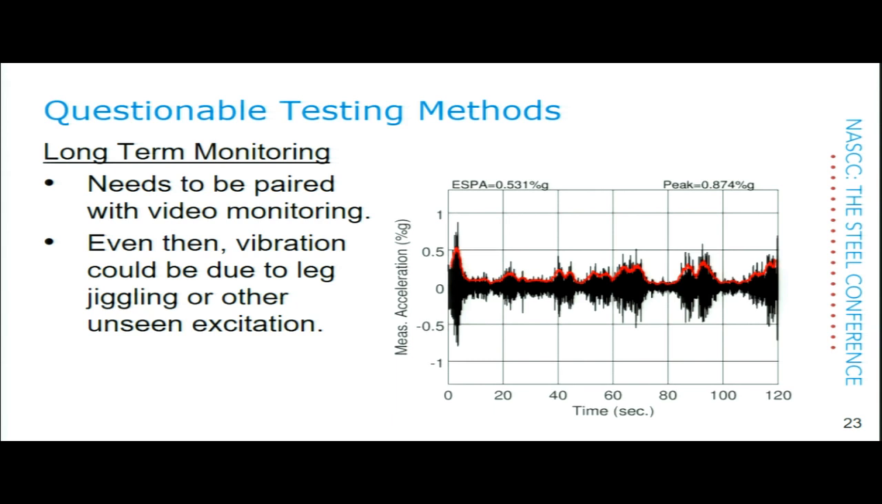Even that's going to be a little tricky though, because we see that leg jiggling and there are other excitations that the video monitoring may not capture as well. So it's a little tricky there. This is why we like the type of test Dr. Murray described earlier.